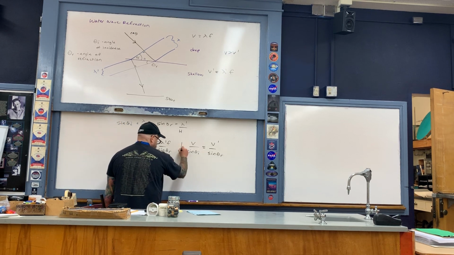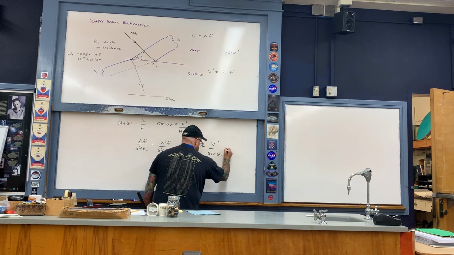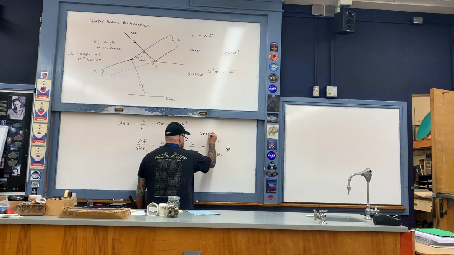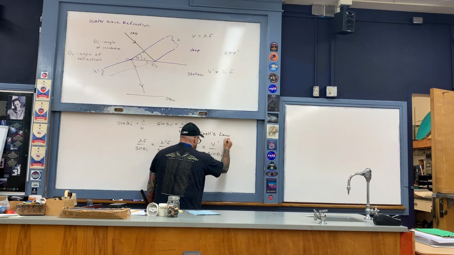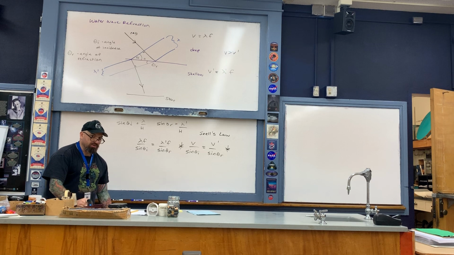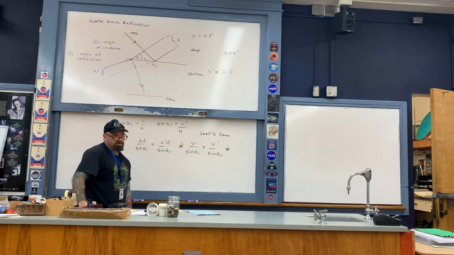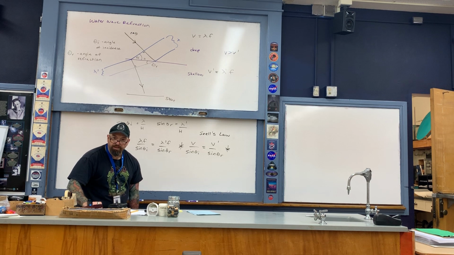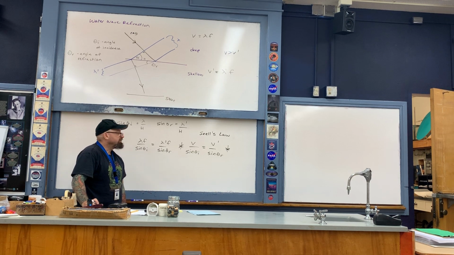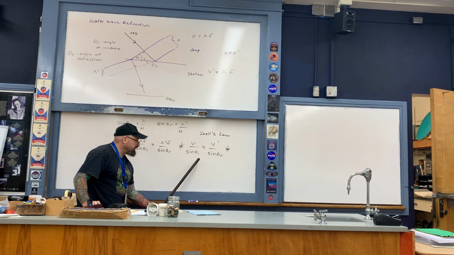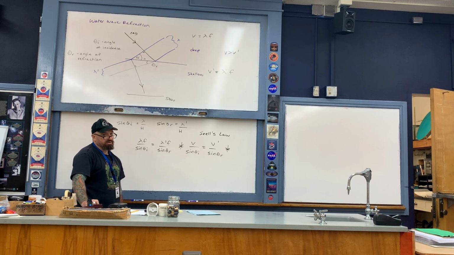This relationship here is given a name. This relationship here is referred to as Snell's Law. As we'll see a little bit later on, Snell's Law is extremely important when talking about the refraction of light, as to, for example, how lenses form images. We'll get to that, however, much later on. For now, this is, in terms of water waves, how we write Snell's Law.